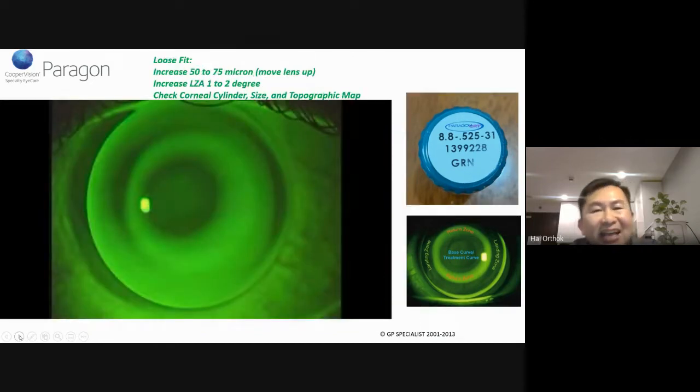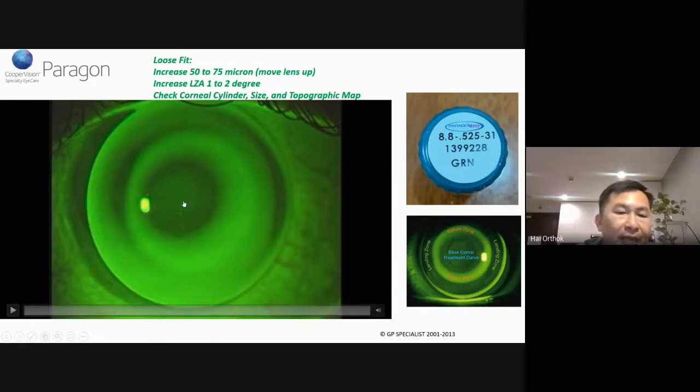And then we see the lens is loose fitting. As I showed you on the IC lens, the lens looks like this because the lens is too flat compared to the cornea. So it's only touching the central cornea, but it doesn't touch the 360 degrees of the lens. So we only need to make the lens steeper. For the IC lens, we steepen the lens up. We move it up the chart. Same thing with the Paragon CRT. We'll move this number right here, 525, up to 550, 575, or 600, depending on the degree of flattening of the lens.